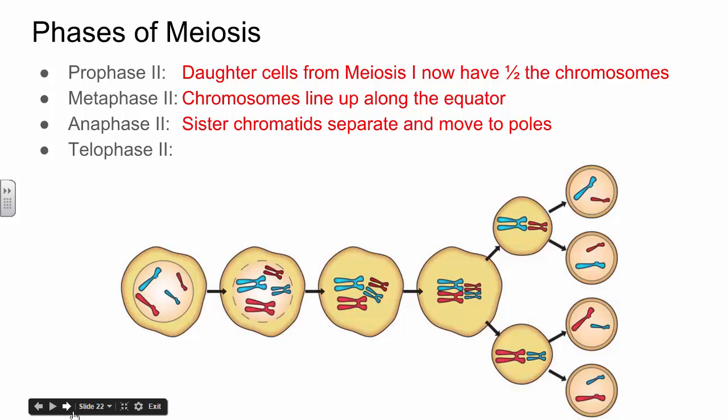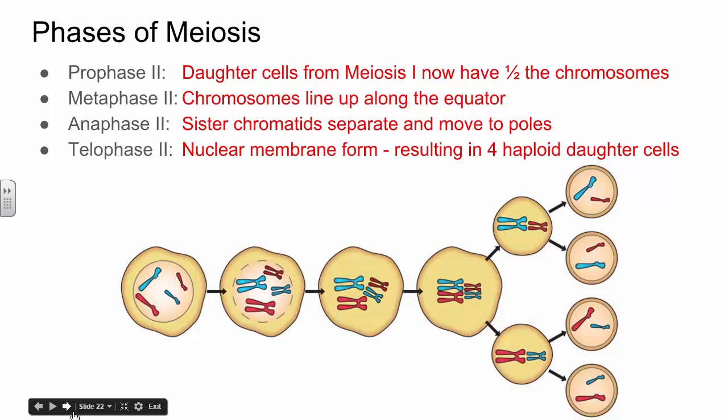And then what happens in telophase? Antonio, they split apart. Again, the chromatids separated. They get split apart. New nuclear membrane forms, and our end result is 4 cells. But they're haploid cells.